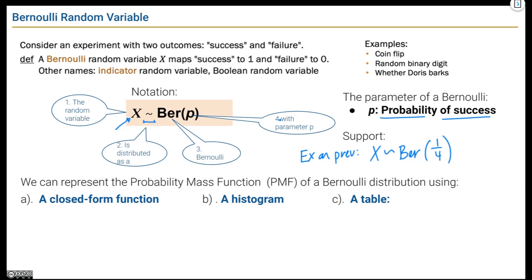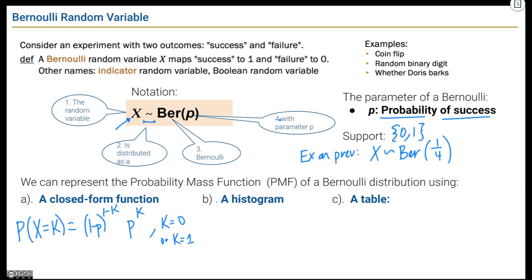In general, if I want to represent the probability mass function of a Bernoulli distribution for any general P, I can do the same idea of what we had, probability X is equal to K, but I'm just going to do it for generic P. So I'm going to have P to the K and then 1 minus P to the 1 minus K. And again, that's for K equals 0 or K equals 1, because that's the support. So let's write that here in my support.